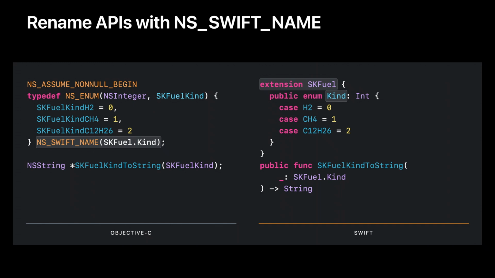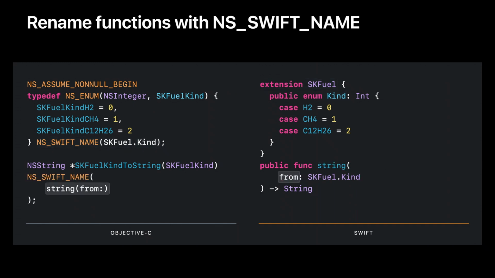NSSwiftName can also be used with global constants, variables, and functions. For example, we can apply NSSwiftName to the SKFuelKindOfString function to not only remove the extra information from its name, but also add an argument label, something Objective-C doesn't support on functions. But now we've actually entered some really interesting territory, because when applied to global constants and variables, and especially global functions, NSSwiftName gains some astonishing superpowers that can dramatically reshape how clients use your framework.